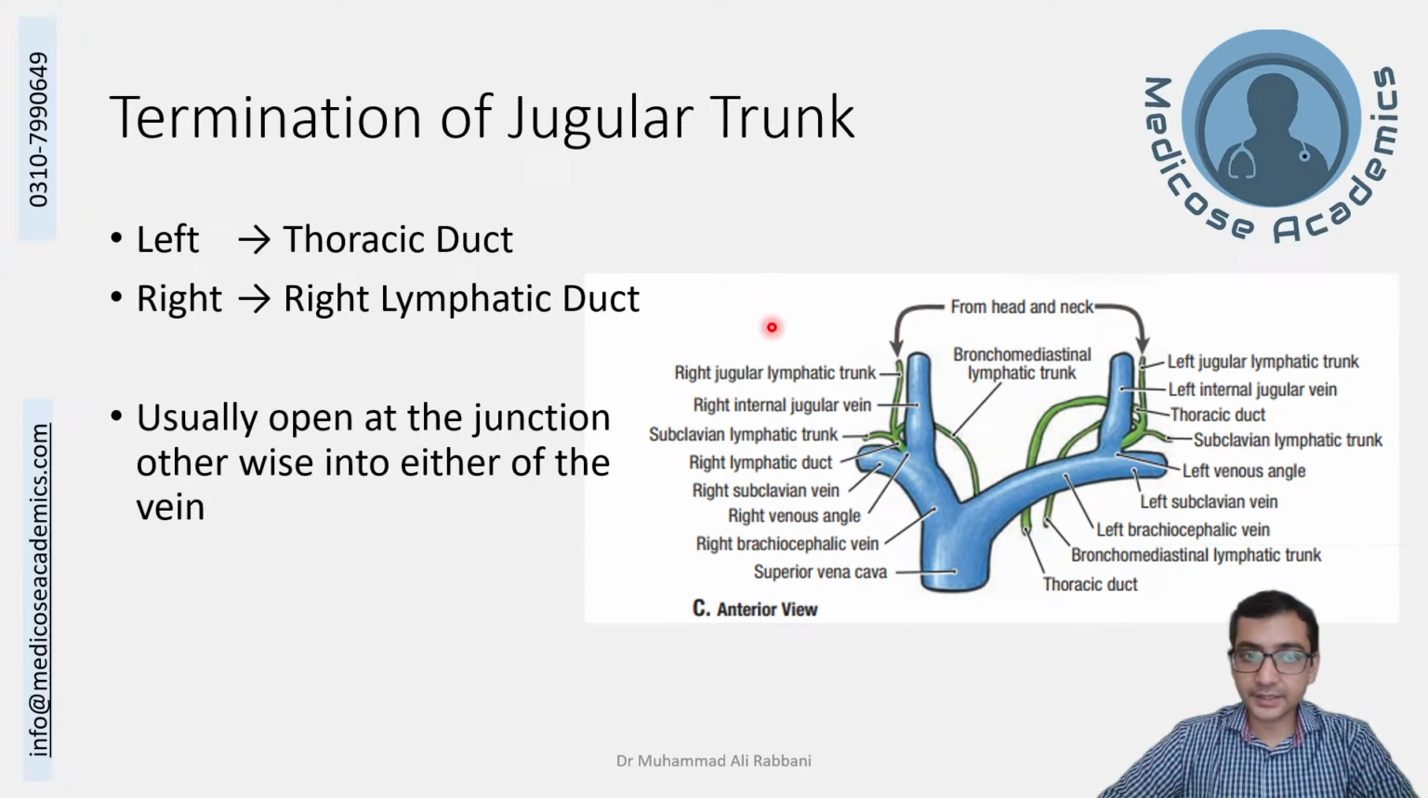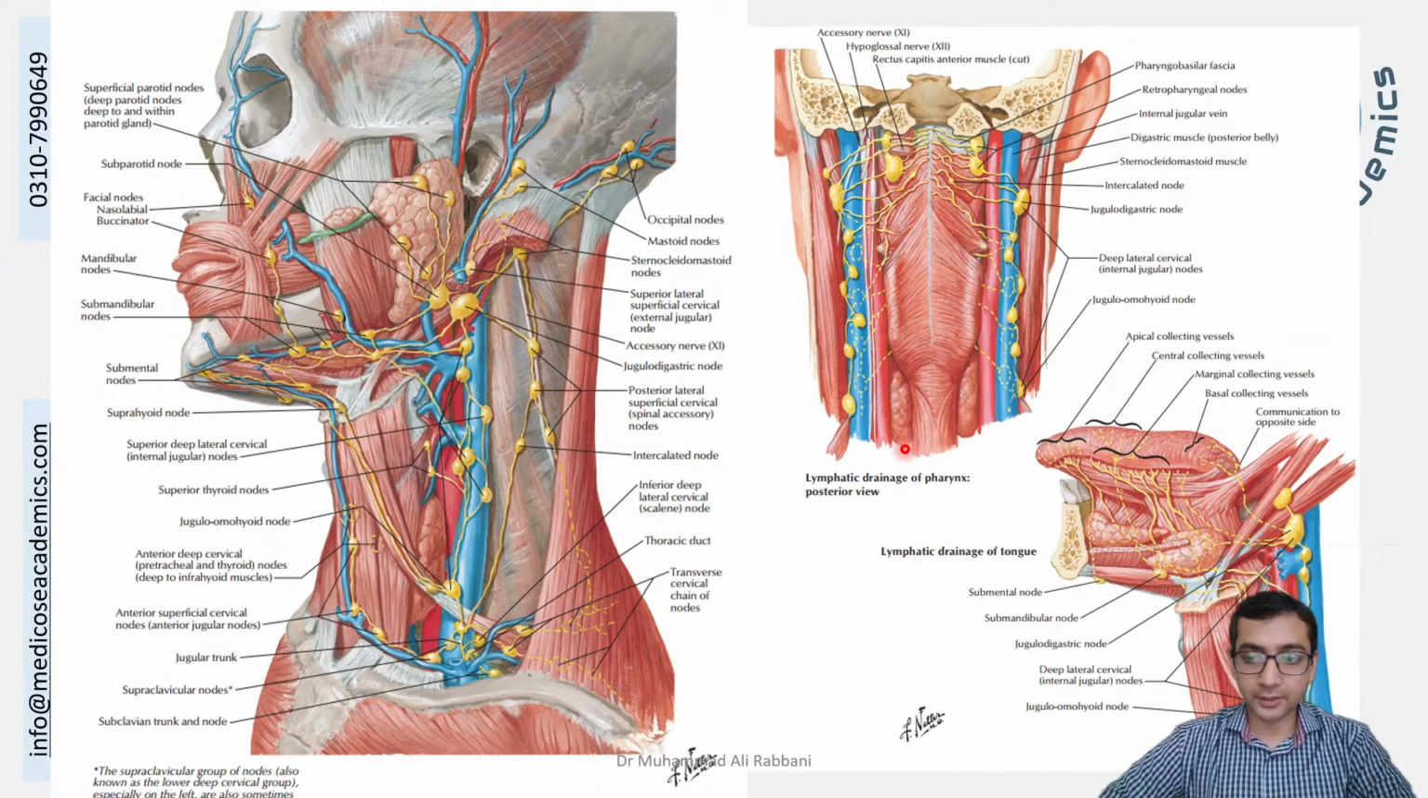On the left side, the jugular trunk goes to the thoracic duct. On the right side, it goes into the right lymphatic duct, and they may open independently also.